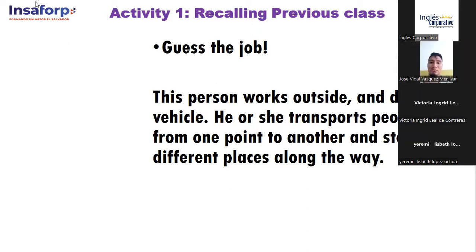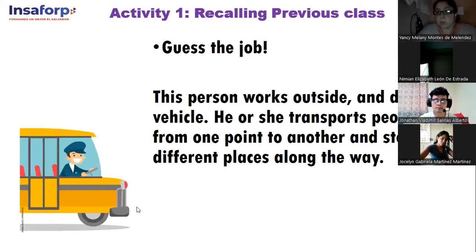Is agente de tránsito? Try again. Okay, remember, this person works outside. Conductor, perdón, motorista. Yeah, and how do you say that in English? I don't know. He or she transports people from one point to another and stops at different places along the way. Bus driver, yes, that's correct.